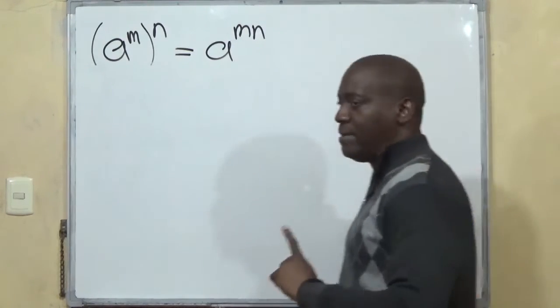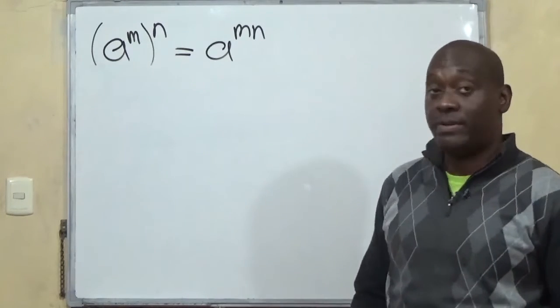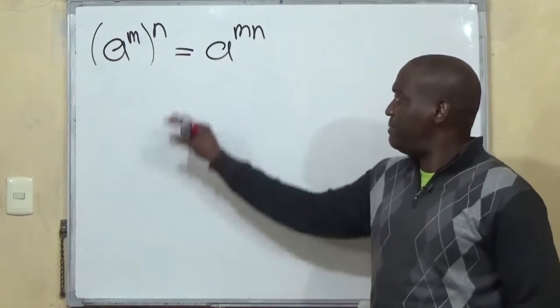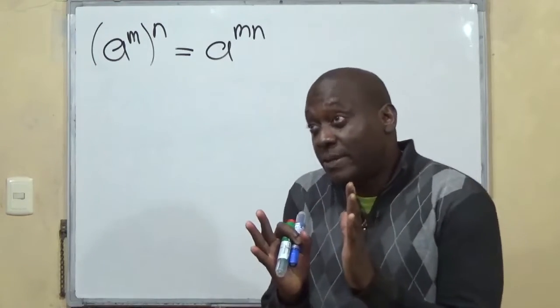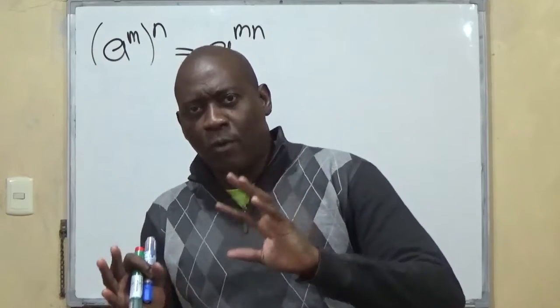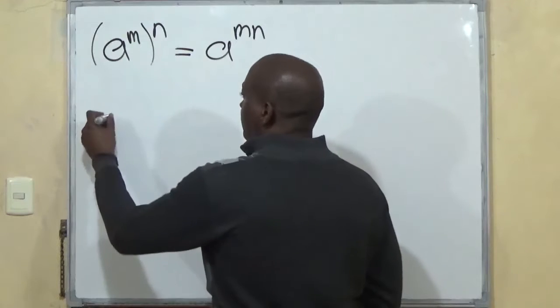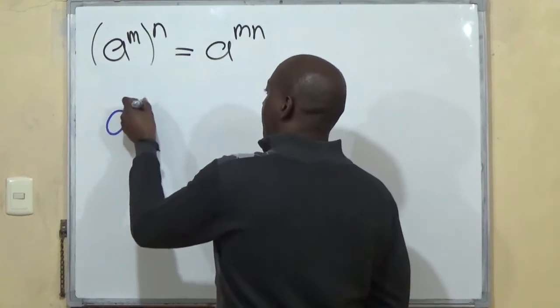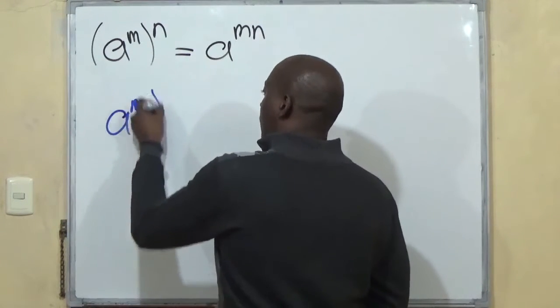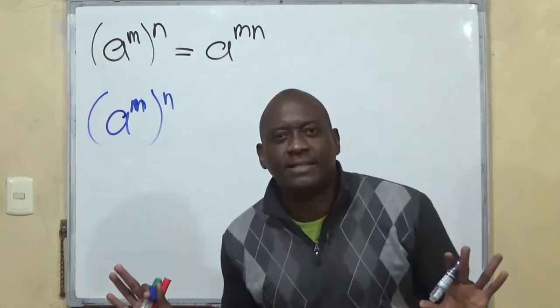So, another mistake that people make when they're dealing with these things is the following. Sometimes they'll see this and confuse it with the second rule that we did, where we were multiplying two common bases. So people will do this. They would see a to the power of m, all in brackets to the power of n. They see the m and the n next to each other.